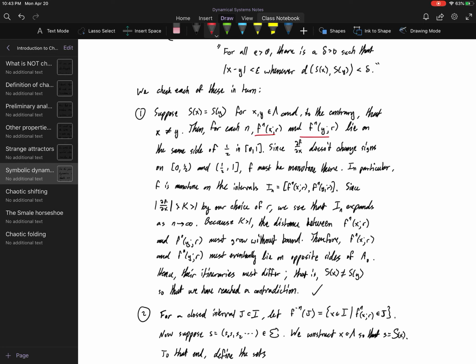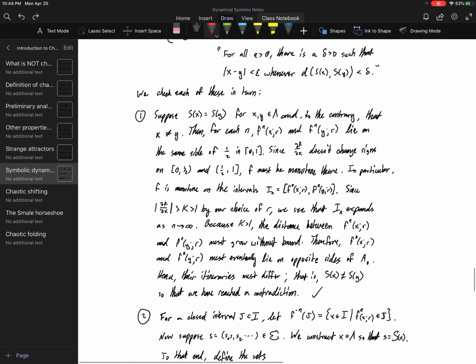eventually you're going to have to span where the nth iterate of x actually has to lie on the opposite side of the nth iterate of y. So the opposite side of a0, because the distance between them has to be so large, which means that they no longer have the same itinerary. They eventually have to go to different sides of a0. And that means the itineraries differ, which means that we contradict the fact that they had the same itinerary.